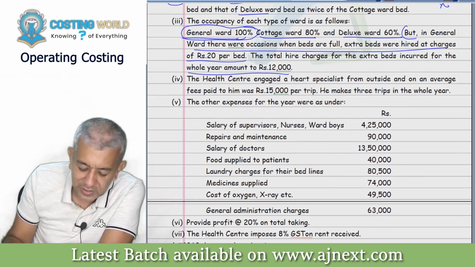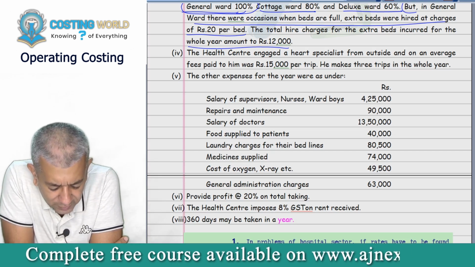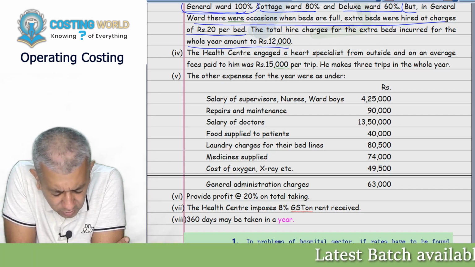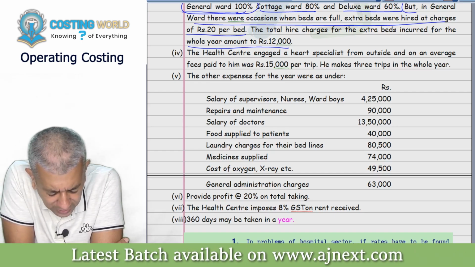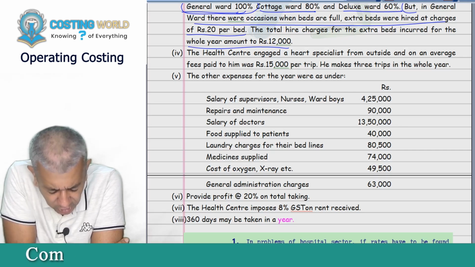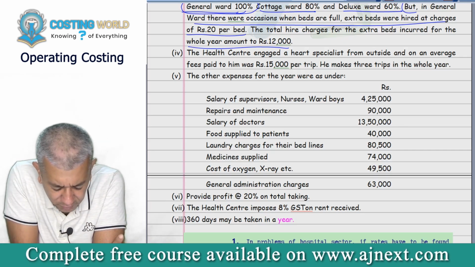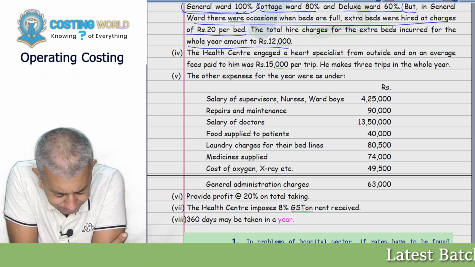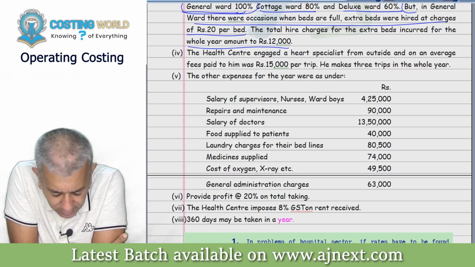The other expenses for the year are as follows. Salary of supervisors, nurses, ward boys, repairs and maintenance, salary of doctors, food supplied to patients, laundry charges for their bed lines, medicine supplied, cost of x-ray, etc., general administration charges. Provide profit at the rate of 20% of total takings. Can we say your total takings means your collections, no? Yes. Okay. The health center imposes 8% GST on rent received.